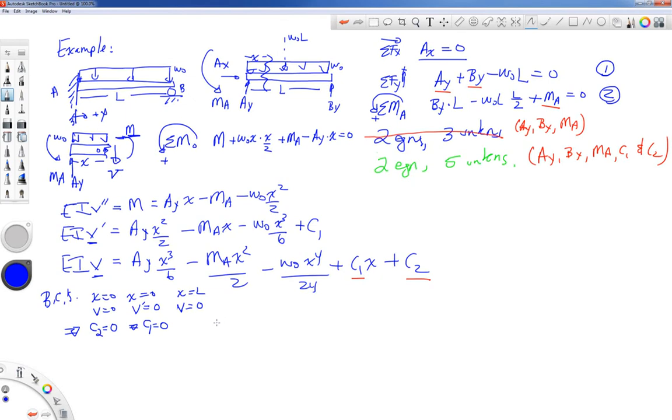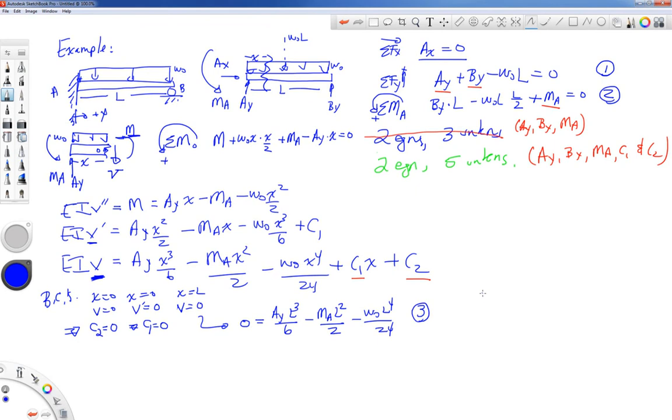That additional equation will come from applying this last boundary condition. X equal to L, V is equal to 0. So I go back to my V equation and I put in V is equal to 0. I get 0 on the left-hand side. And I put in X equal to L. So I have AY L cubed over 6 minus MA L squared over 2 minus W naught L to the 4th over 24. And I know C1 and C2 are 0, so I'm not going to write those down.